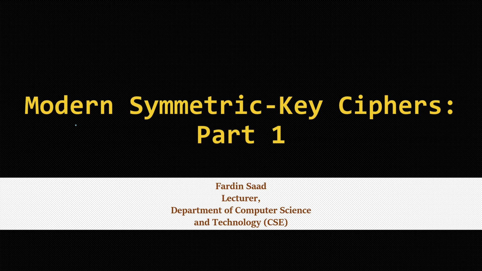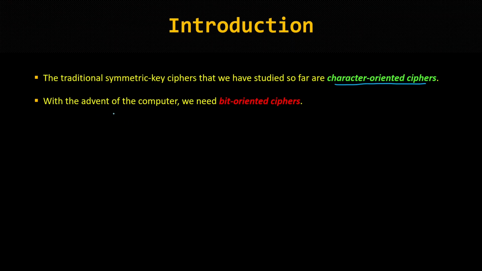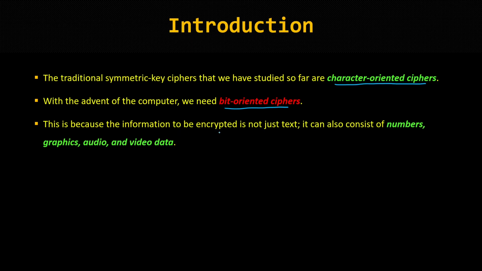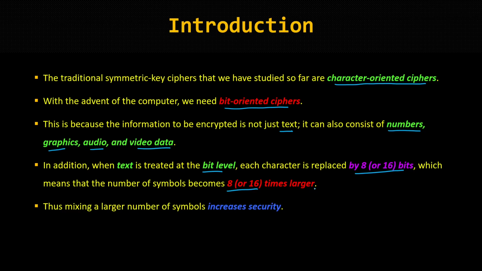The topic that we are going to see today is Modern Symmetric Key Ciphers Part 1. The traditional symmetric key ciphers that we have studied so far are character-oriented ciphers. With the advent of the computer, we need bit-oriented ciphers. This is because the information to be encrypted is not just text, it can also consist of numbers, graphics, audio, and video data. In addition, when text is treated at the bit level, each character is replaced by 8 or 16 bits, which means that the number of symbols becomes 8 or 16 times larger. Thus, mixing a large number of symbols increases security.